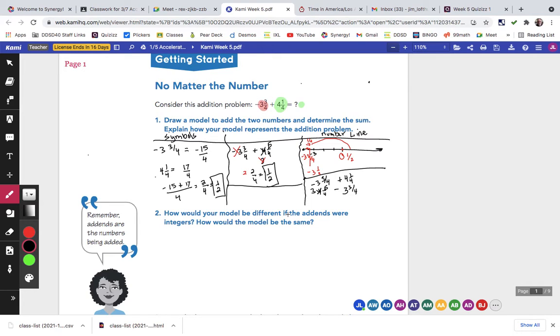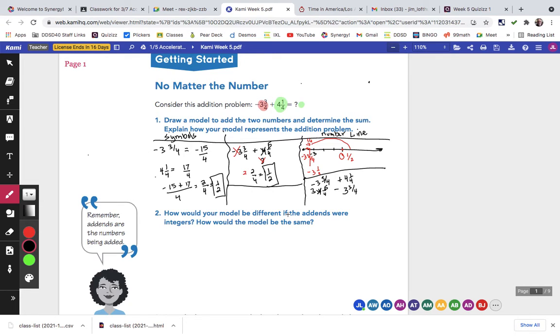And the first question was draw a model to add the two numbers and determine the sum. So negative 3 3/4 plus 4 1/4. And students in class today worked on this for 5 minutes or so before we even talked about it. And we discussed that there are many different ways of thinking about that.